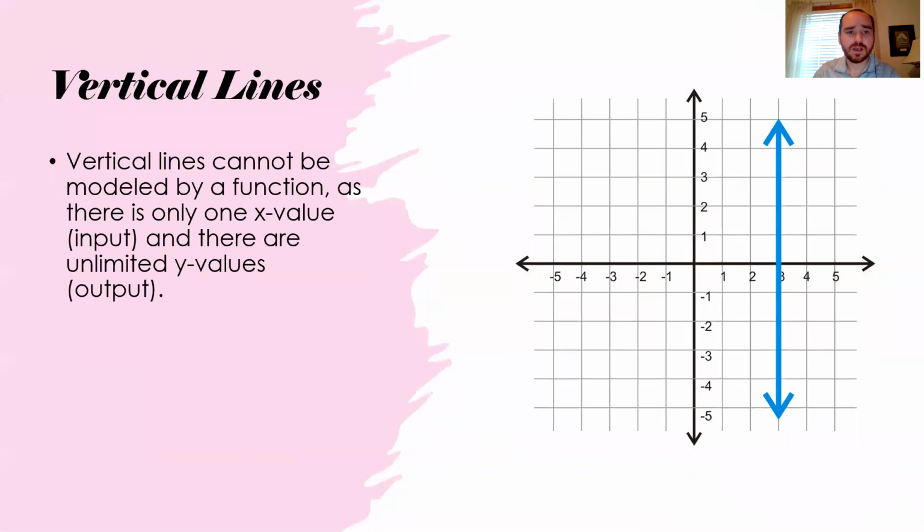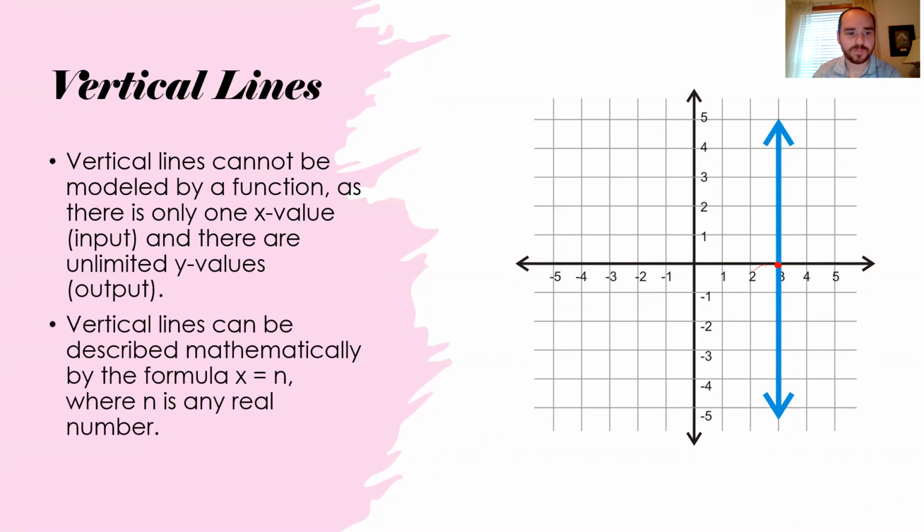Similarly, vertical lines. One thing to remember about vertical lines is that they are never functions. Remember, a function has one unique y value for every possible x value. In this case, we have one x value, it's 3, but if we have x equals 3, y could be anything, right? It can be -4, it can be -2, it can be +3, it can be anything on this line. So vertical lines are not a function.